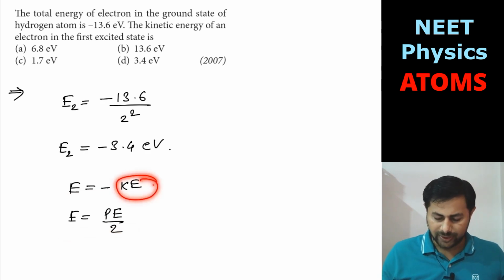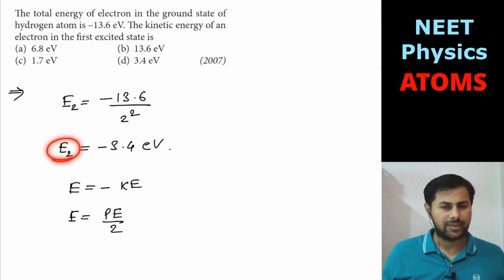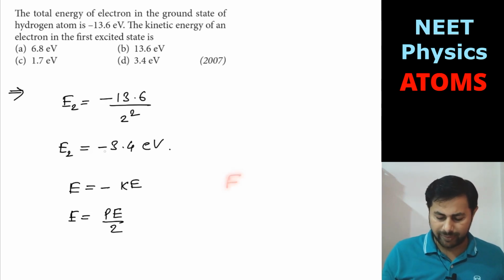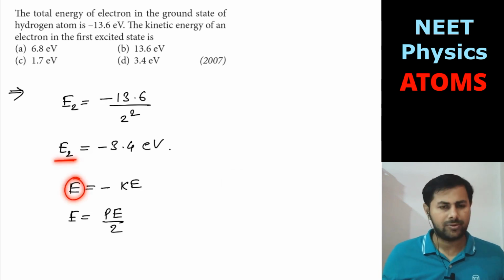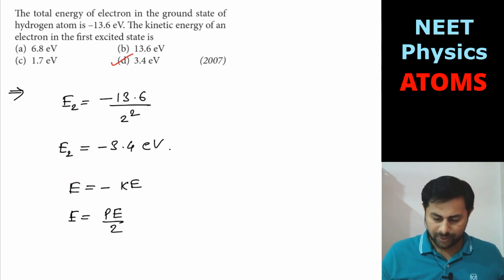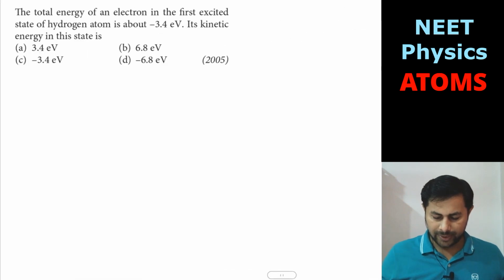What is kinetic energy? It would be equal to the negative of the total energy in that orbit, in that state. So that is equal to minus of E2, so plus 3.4. This is a very simple question, right? Okay, everyone. All right, good. Let's see the next one.